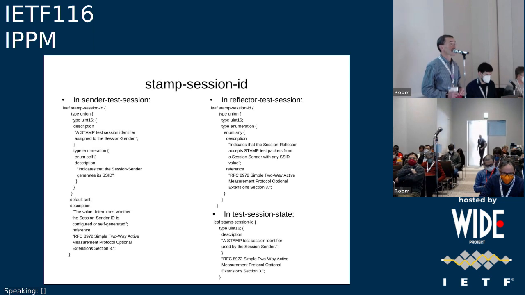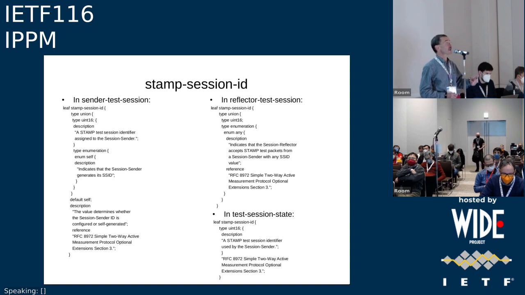And now the fun part with the STAMP session ID. I already told you that for the sender, it might be either explicitly provisioned or it could be auto-generated. So thus we turned it into a union. And for our reflector test session, again, it could be provisioned, where the reflector is explicitly told this is for this session ID, because if you provision it on a session sender, it might be useful for simplification to do it similarly for the reflector. Or you take any. And test session state is just a number because it's known, it's reportable, it's read-only. Again, I welcome your comments and thoughts about it. Next slide, please.